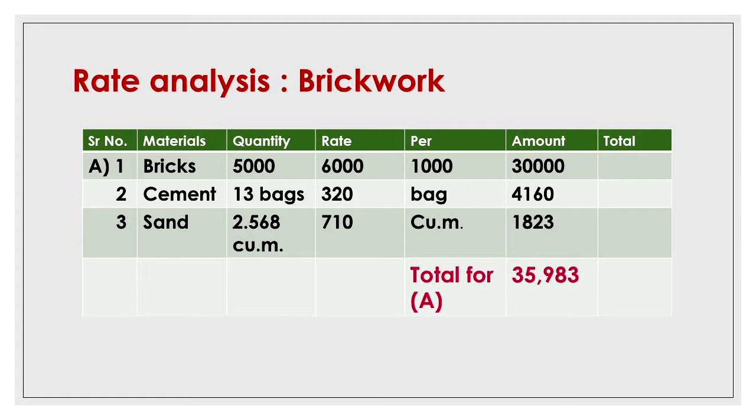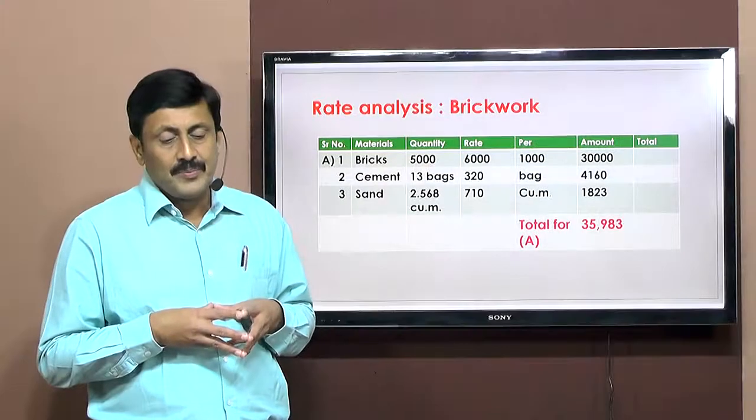Then the third material which is required for the construction of brick masonry is sand. Already we have calculated the quantity of sand as 2.568 meter cube.